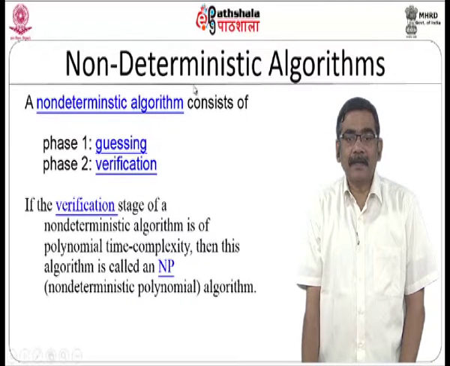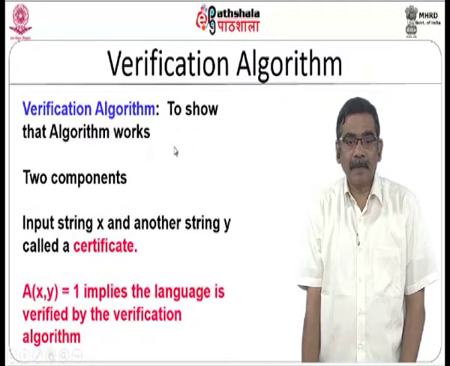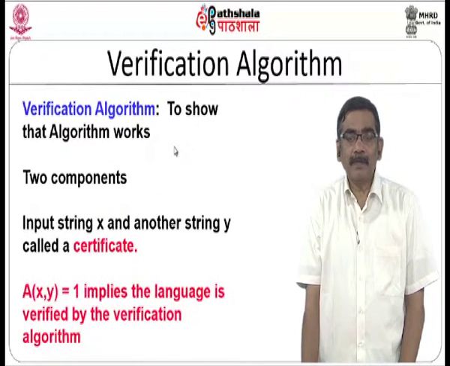Then we will construct the non-deterministic algorithm like this. The non-deterministic algorithm consists of two steps. One is called the guessing stage and another is called the verification stage. In the guessing stage, we generate lots of guesses, and in the verification stage, we verify the generated guess, and say whether the problem is an NP complete problem or not. So, the most crucial fact is verification.